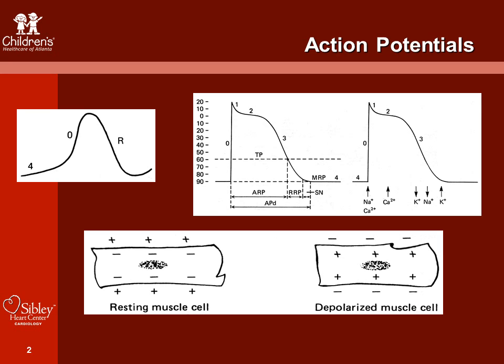Phase 4 is associated with diastole, so it's often referred to as diastolic depolarization. These cardiac cells are self-activating. Although they do receive some input from the autonomic nervous system, they need no stimulus to fire. And it's the duration of this slow diastolic depolarization which controls the cardiac chronotropism.